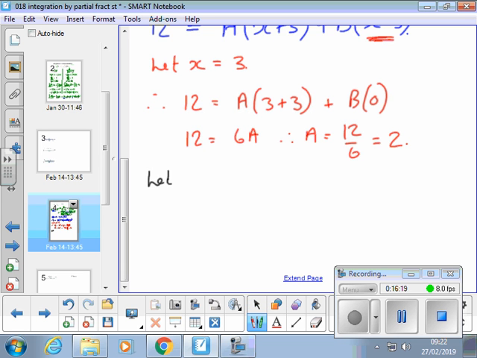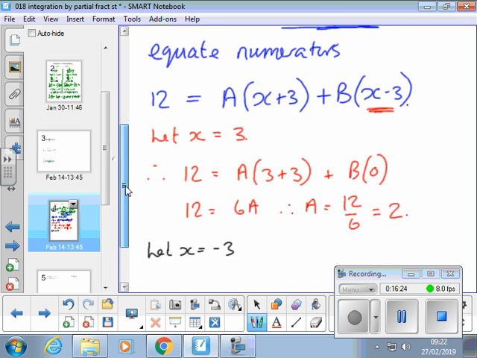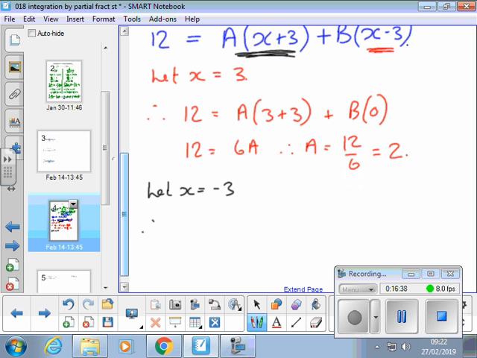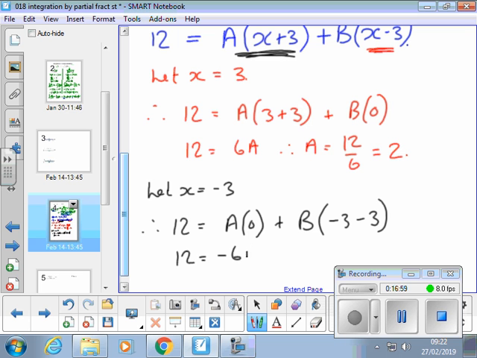Then, if we let x, as someone's already said, equal minus 3, that's going to make this term disappear. So we can say, therefore, 12 is equal to A times 0 plus B times minus 3 minus 3. 12 is equal to minus 6B. B equals 12 over minus 6, equal to minus 2. Yep. So we've got A is equal to 2 and B is equal to minus 2.